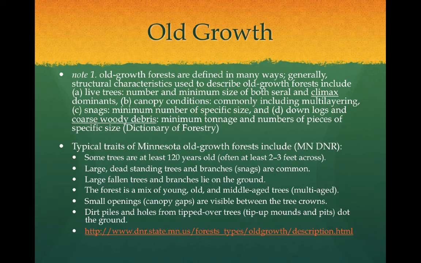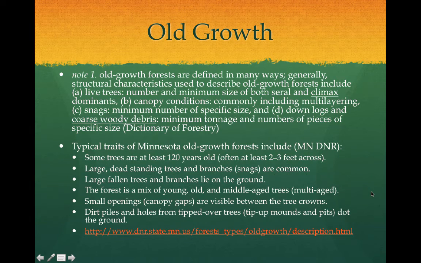And the first one is from the Dictionary of Forestry, and it states that old growth forests are defined in many ways. And one of the main ways we can characterize old growth forests is based on structural characteristics. So the number of live trees, the canopy conditions, the number of snags, the down logs, and coarse woody debris. So we can define old growth based on structure. So if it fits the structural class, we can call it old growth.